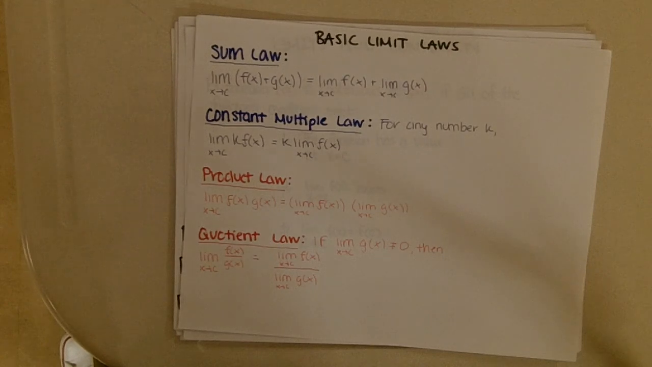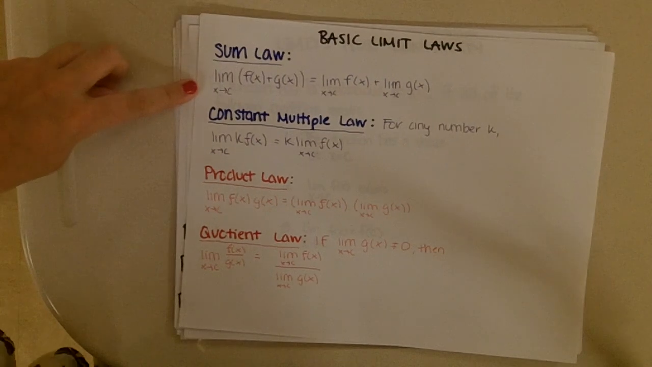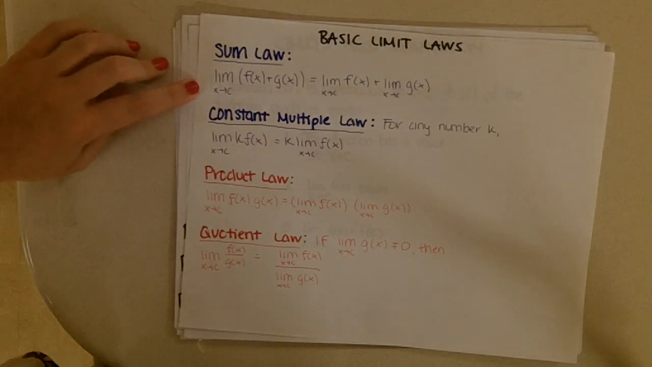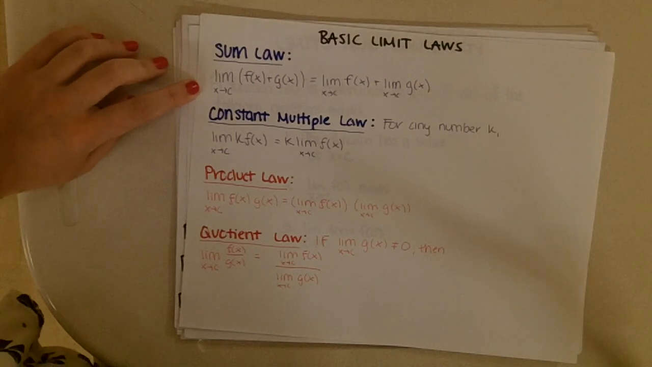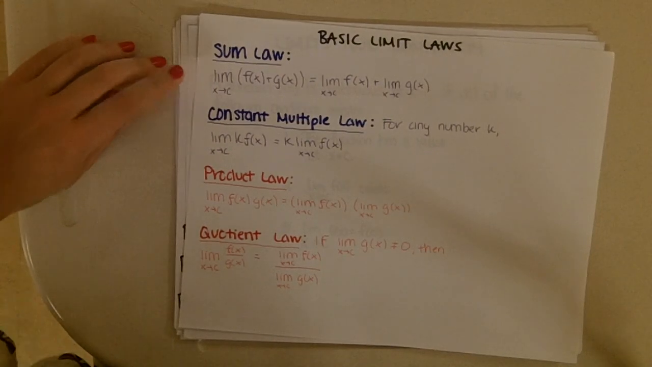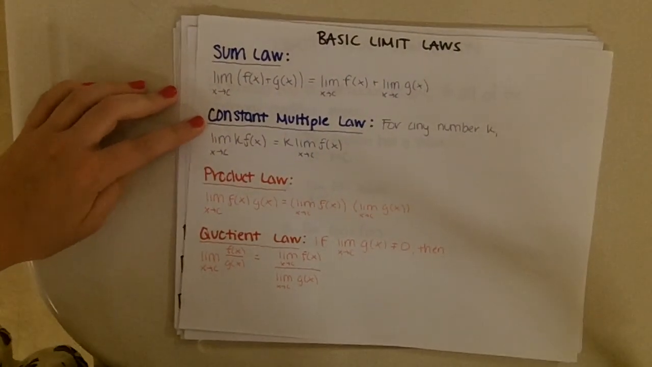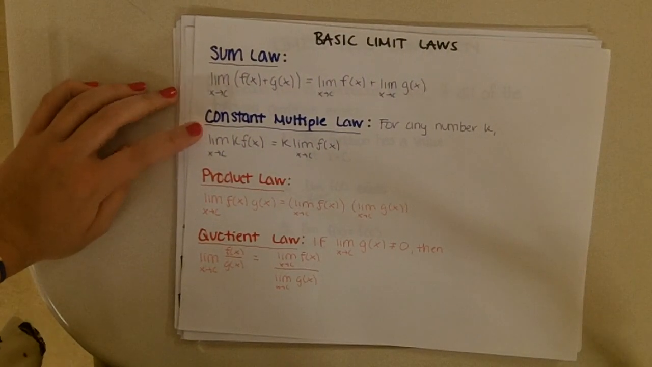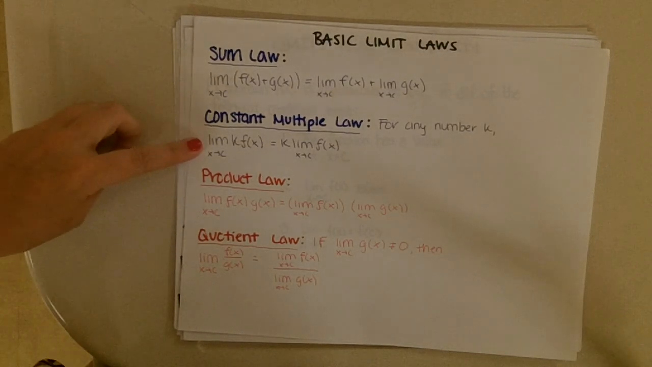Now we'll be discussing the basic limit laws. Firstly, the sum law. This law states that the limit of f of x plus g of x as x approaches c can also be expressed as the limit of f of x as x approaches c plus the limit of g of x as x approaches c. Now we can talk about the constant multiple law. This law states that for any number k, the limit of k times f of x as x approaches c can be expressed as k times the limit of f of x as x approaches c.